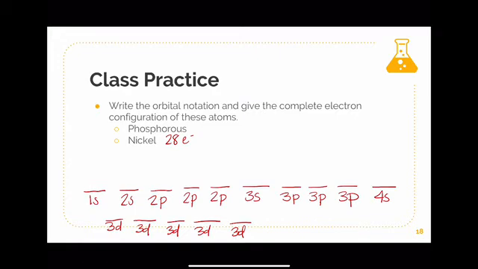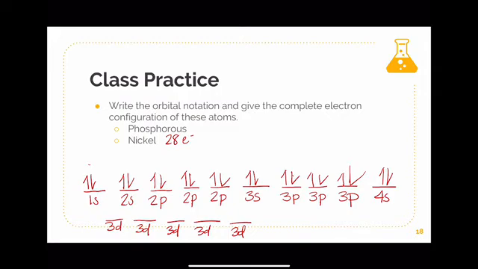Okay? So 1s, I'm going to fill that one up first. Then 2s. 2p, I'm going to add 1 to that, and then come back and add the second one. 3s, I'm going to fill it up. 3p, I'm going to add them in as 1, and then come back. Oh, that's kind of messy. 4s, I'm going to fill that one up. Let's count and make sure how many we have so far.